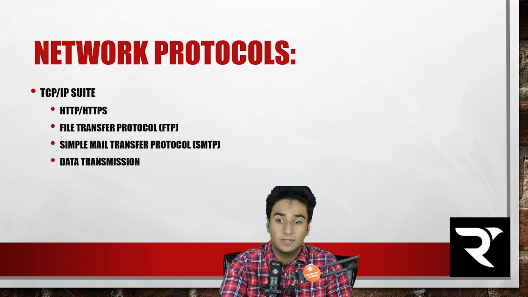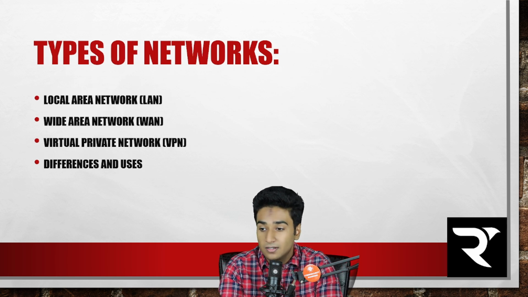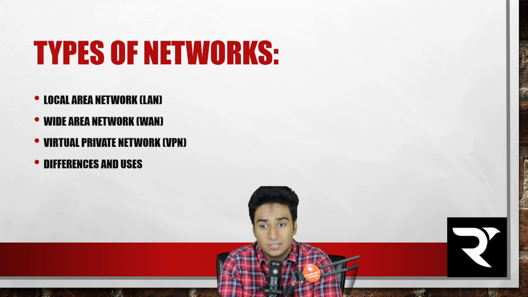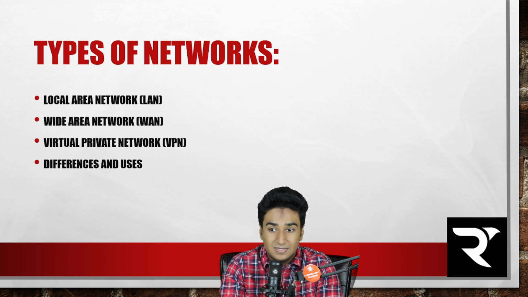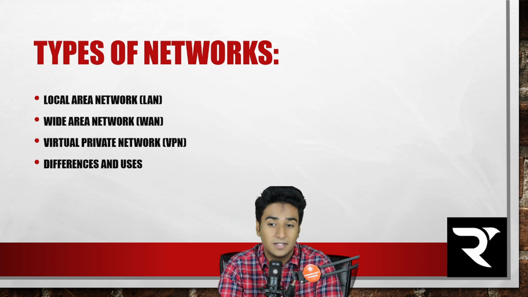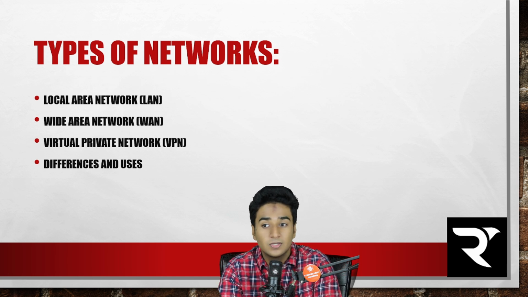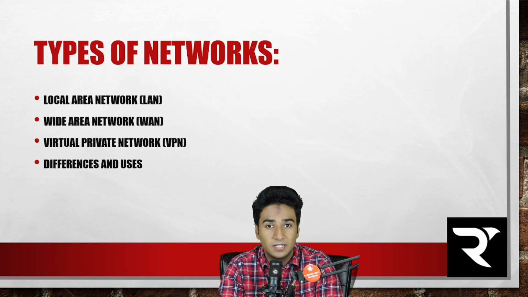Moving on to the types of networks we have. The types of networks that are there are local area networks, for example, that are typically used within a single location, and there are wide area networks that span larger geographical areas, and we also have virtual private networks that provide secure connection over public networks.